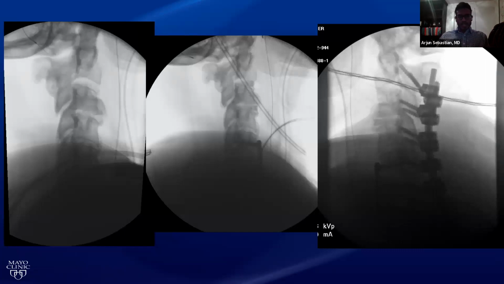So in this case, because of his kyphosis, we opted to treat this starting from an anterior approach, doing a C6 corpectomy, and then C2-3 and C3-4 ACDFs.